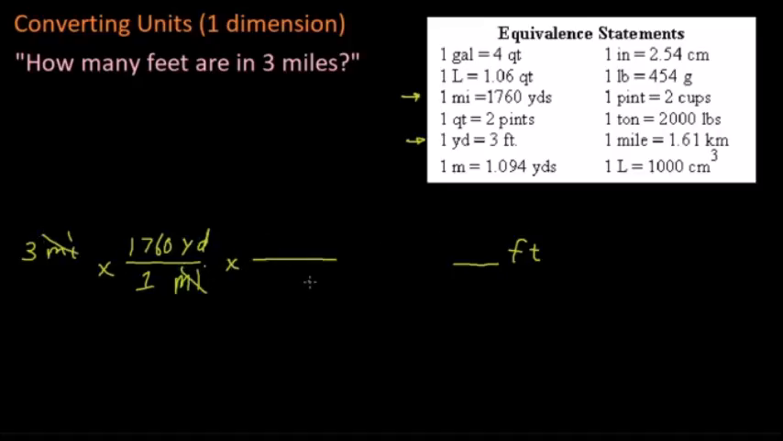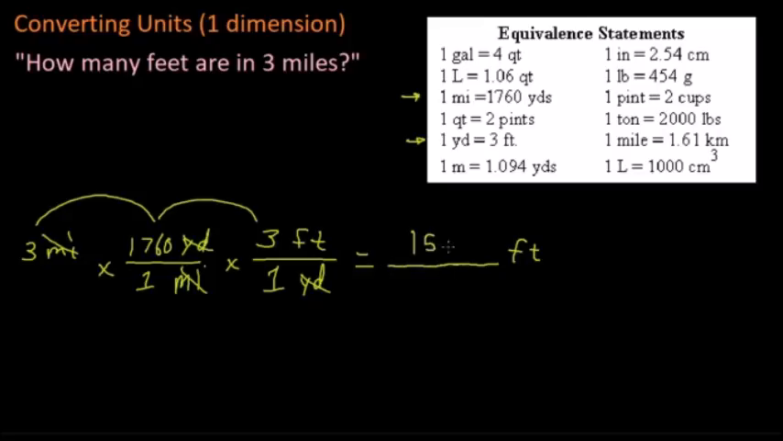So I need something that lets me cancel yards as well. Well, I see I have 1 yard for every 3 feet. And again, yards on top, yards on bottom, they cancel, and look, my units are feet. Now that every unit has canceled except the one I want, I simply multiply up across the top. That's 3 times 1,760 times 3, and divide by what's on the bottom. In this case, there's just ones on the bottom. And so the final number is 15,840 feet in 3 miles.